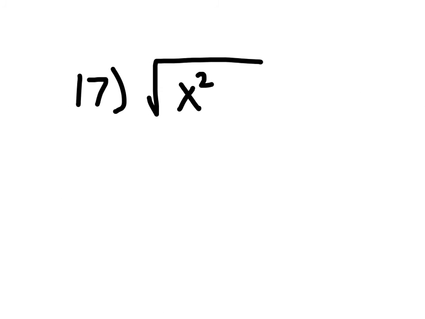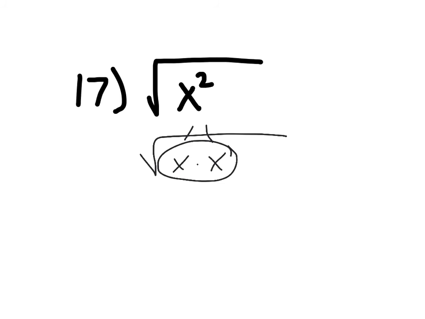Okay, 17. Can we break down x squared into anything? Yes. X times X. So we have a pair of x's that we can move to the front. And what do we have? X. Just x.